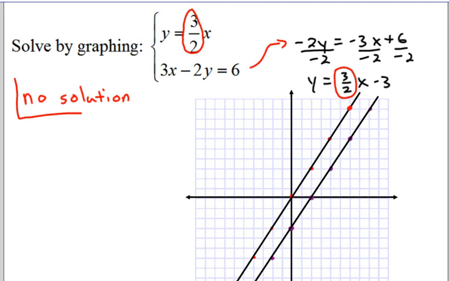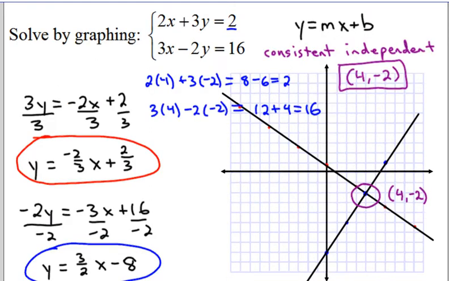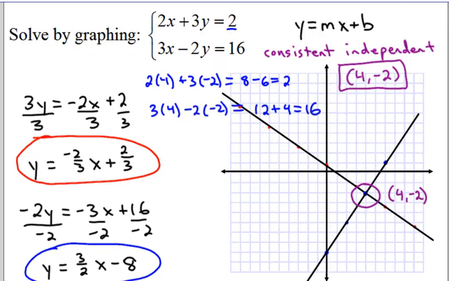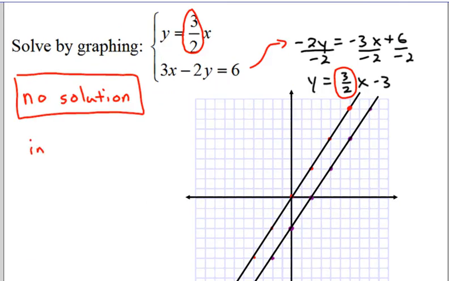And what do we call it when they don't intersect, when they're parallel? You're right. We call that an inconsistent system. All right, this is an inconsistent system because there's no solution. All right, parallel lines never intersect.